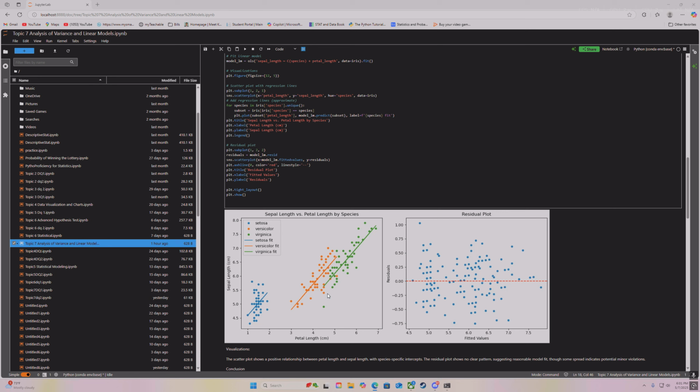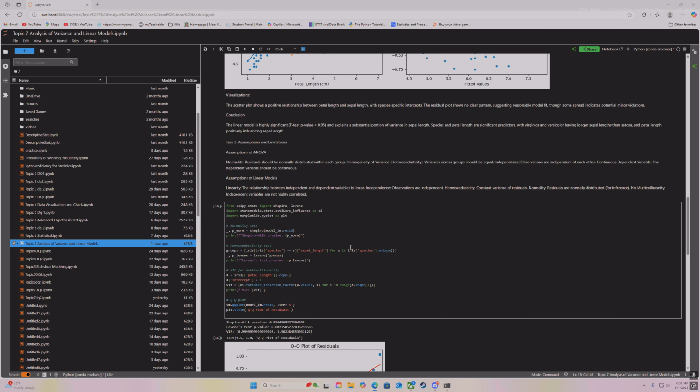We show that in our residual plot. It shows no clear pattern, suggesting it is a good fit. This model is going to be robust and predictive, highlighting both species and the petal length as important factors. Next, we're going to go into our task 3, which is our assumptions and limitations.